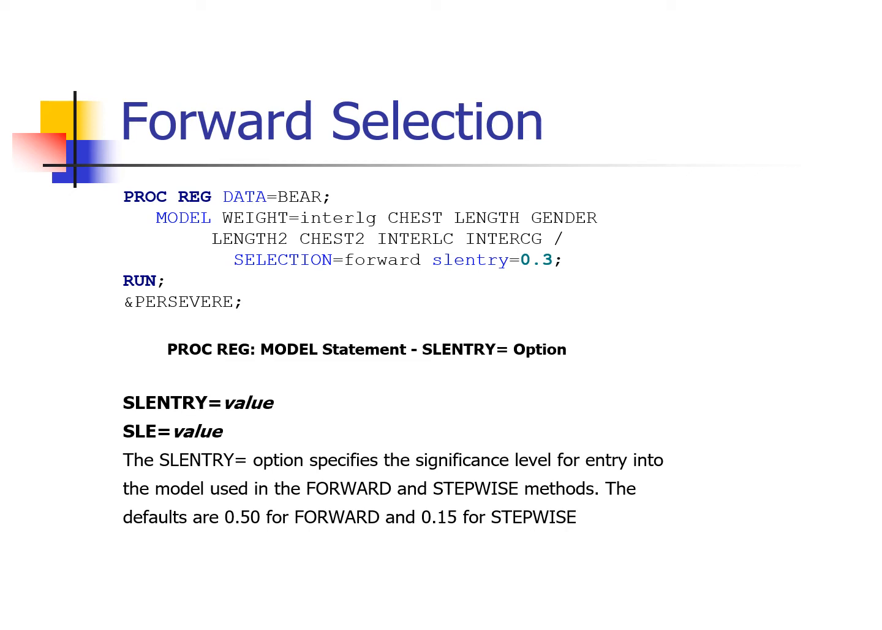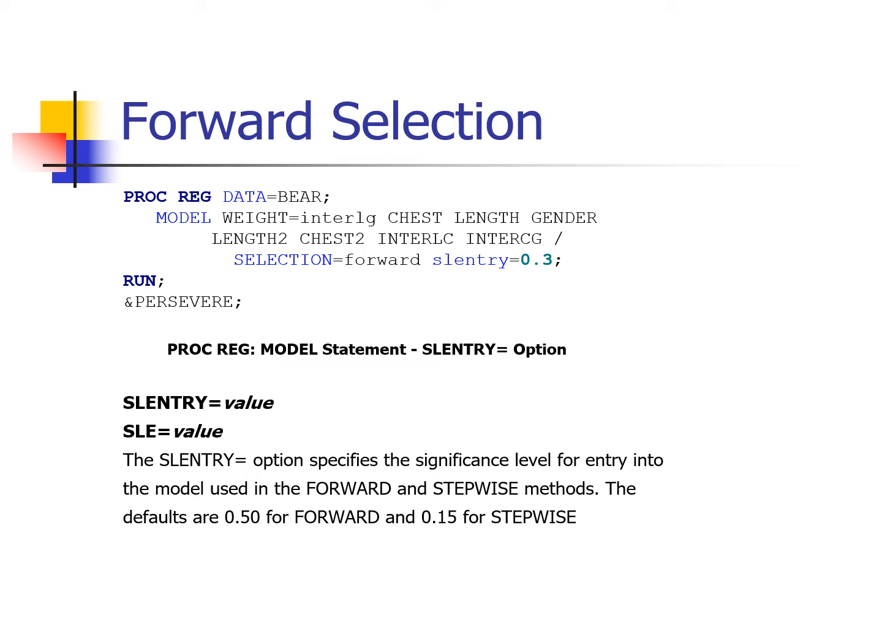We could see the default. So, there is a default, so I actually don't have to put the SL entry. If I didn't put SL entry, SAS would just use its default alpha level, which is actually 0.50. It's not a typo. It's 0.50, not 0.05. So that's even more liberal than the 0.3 there.